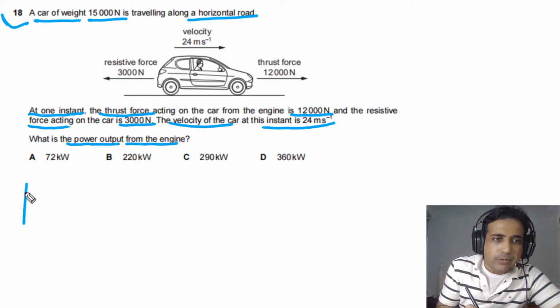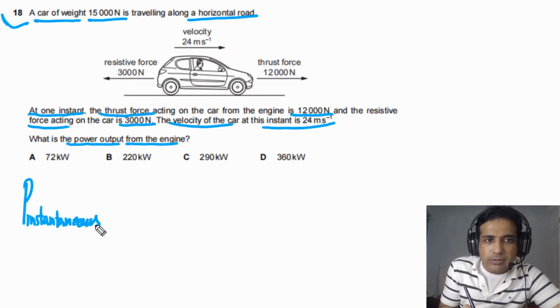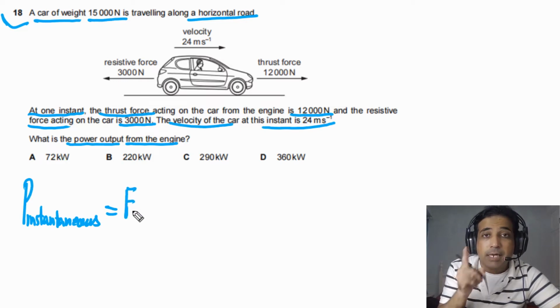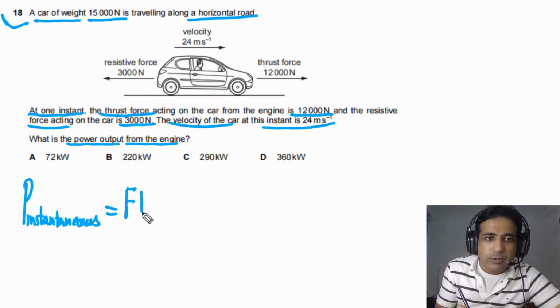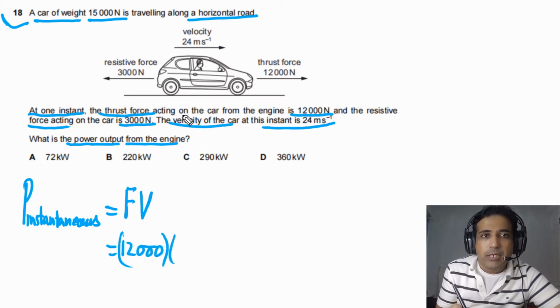It simply means that we need to calculate P instantaneous. In order to calculate P instantaneous, we need to take the thrust force from the engine at that instant and multiply it by the speed of the car at that instant. In this case, the thrust from the engine is given, that is equal to 12,000 newtons. Then the speed of the car at that instant is 24 meters per second, and if we multiply these, we will get our final answer.